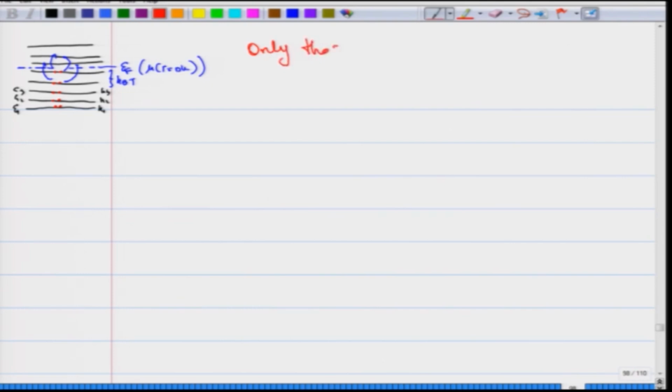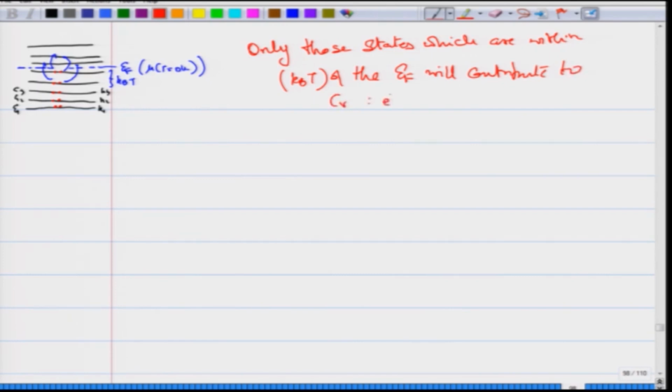Only those states which are within kBT of the Fermi energy will contribute to the specific heat of the electron gas. The others cannot make any transitions because these are forbidden, because these are completely filled states. So, states which are very far away from the Fermi energy, much beyond kBT, will not contribute anything to the specific heat, because you cannot cause any excitations within those states. Only those electrons which are within kBT of the Fermi energy are the ones which will contribute.